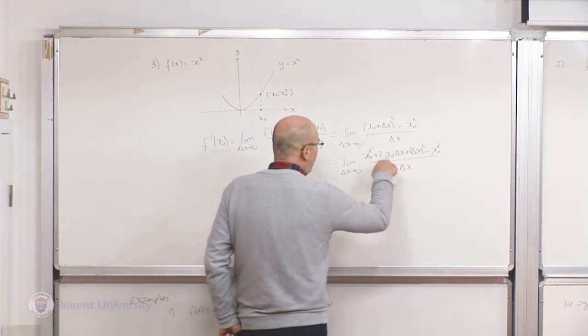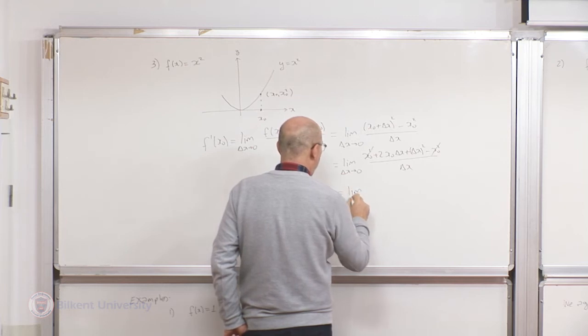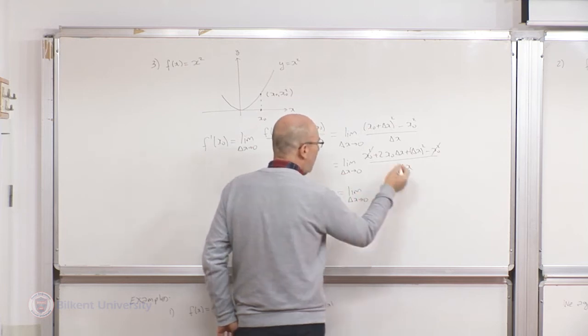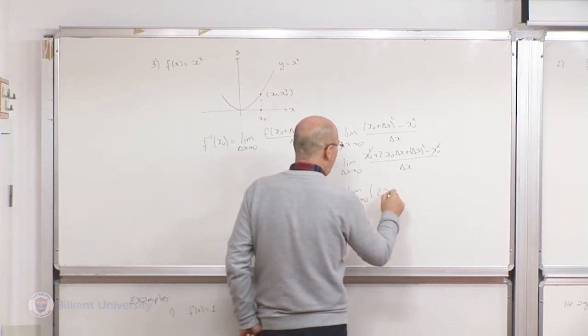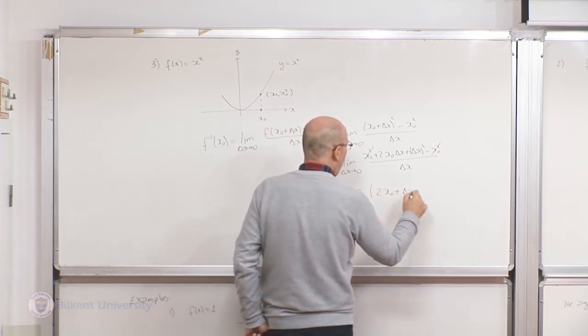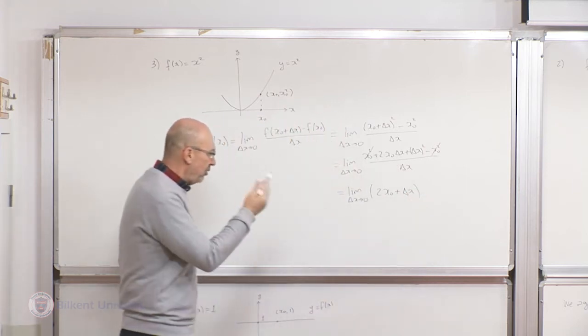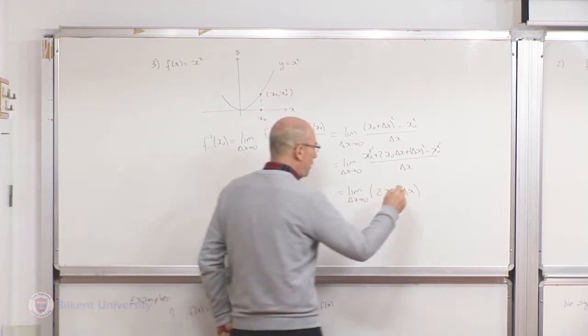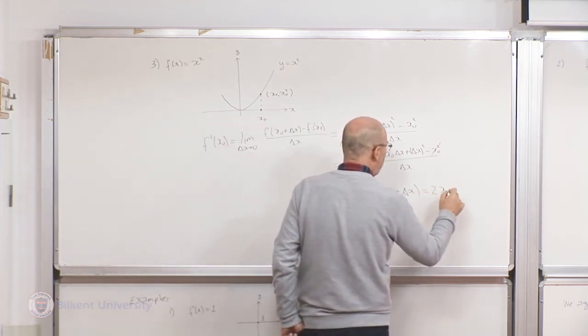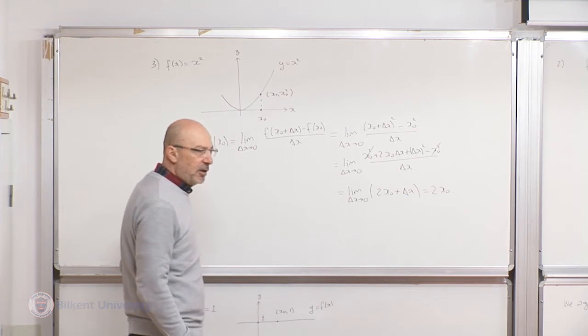And you divide by delta x. We know that delta x is different than 0, so we can cancel. So what remains is 2x sub 0 plus delta x. Okay, so now it's easy to see what happens when delta x goes to 0. This is 2x sub 0 for any point x sub 0.